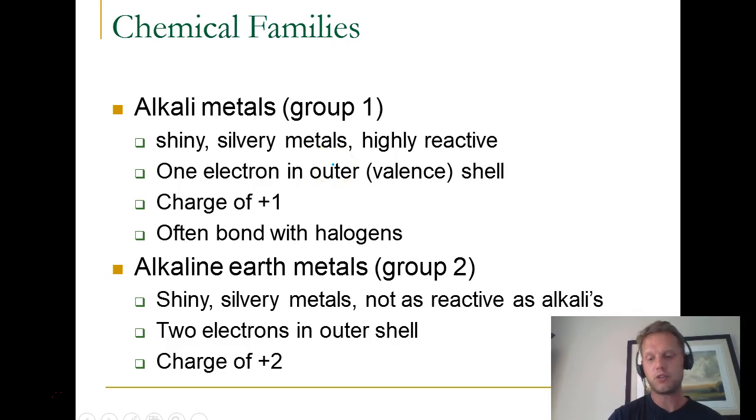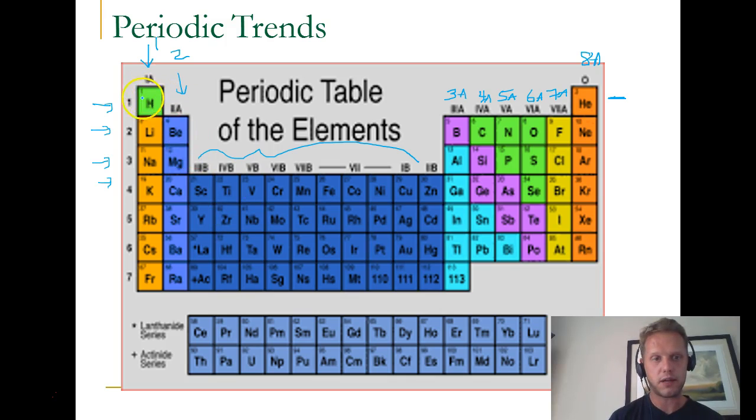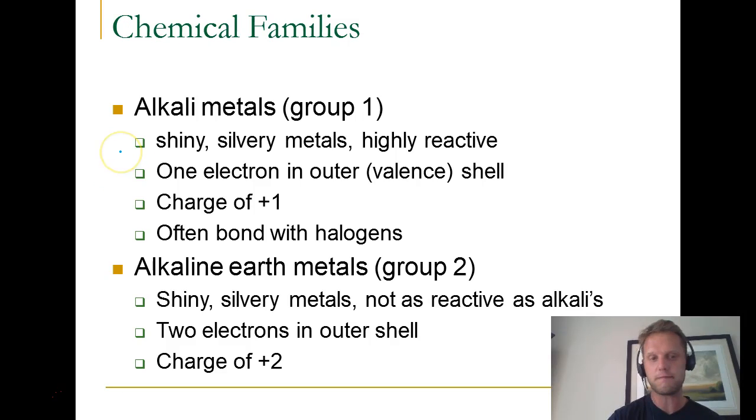So, in group 1, these guys are right here: hydrogen, lithium, sodium, potassium, rubidium, cesium, francium. You have what we call the alkali metals. I'm going to show you these in class. These are pretty cool. They're very reactive. They have what we call one valence electron. They all form a charge of 1+. We're going to figure out why that is, and they often bond with halogens.